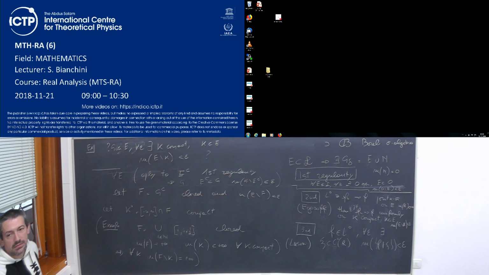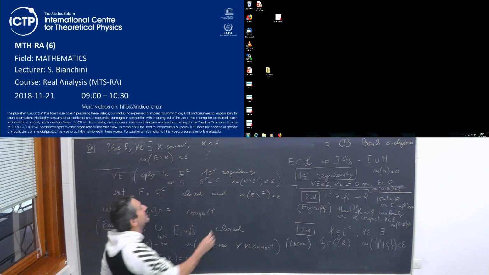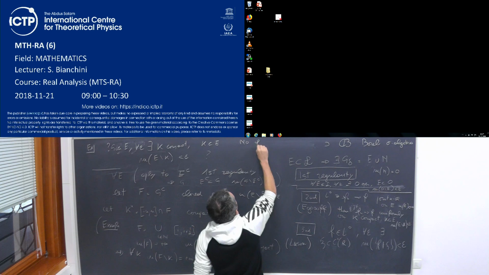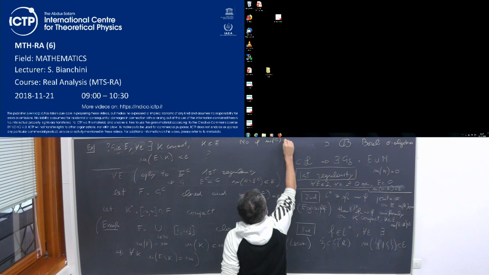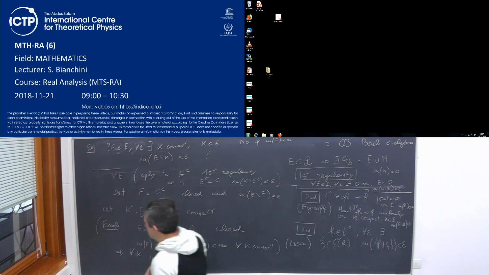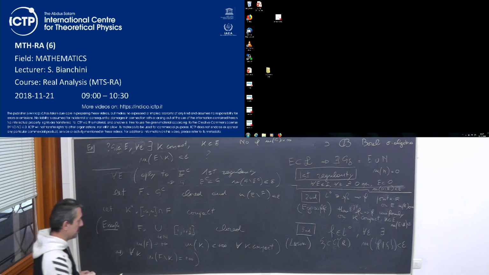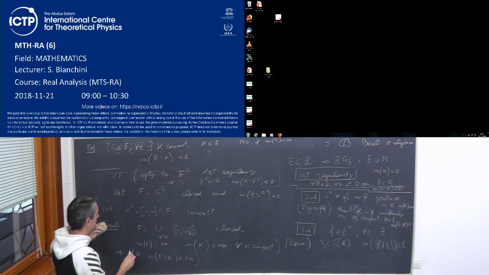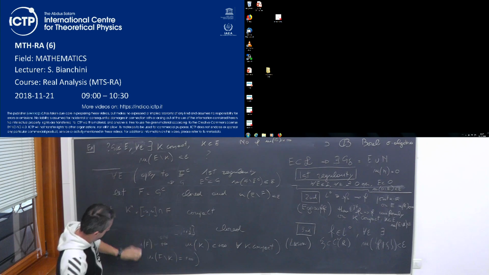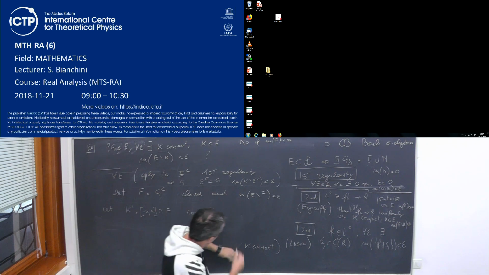So the answer is yes or no? No. But what if we add the condition that the measure of E is less than infinity? This is the second part. So now let's come back here. Now the measure of the set F is less than plus infinity.